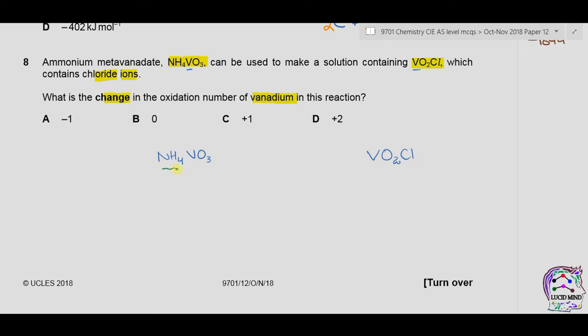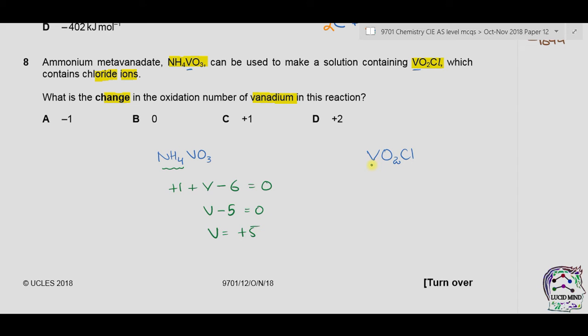Now we know that the charge on ammonium ion is +1. Then we have vanadium. And on one oxygen, the oxidation state is -2. So for 3 oxygen, it will be equal to -6. Overall charge is 0. So vanadium -5 equals 0, or vanadium is equal to +5.